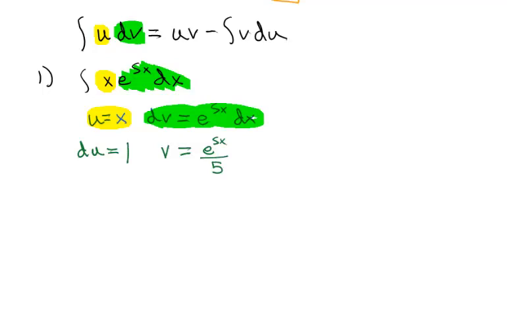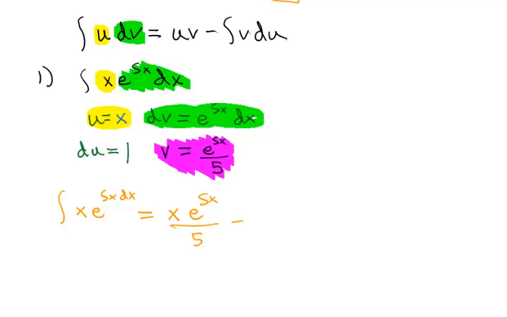Then we can plug into this formula: the integral of u, which is x, dv, which is e to the 5x dx, is equal to u times v. Notice we found our v. V is e to the 5x over 5. So we're going to do u, which is x, times v, which is e to the 5x over 5, minus the integral of v, which is e to the 5x over 5. And then we see a du. Du, we'll notice, is 1.